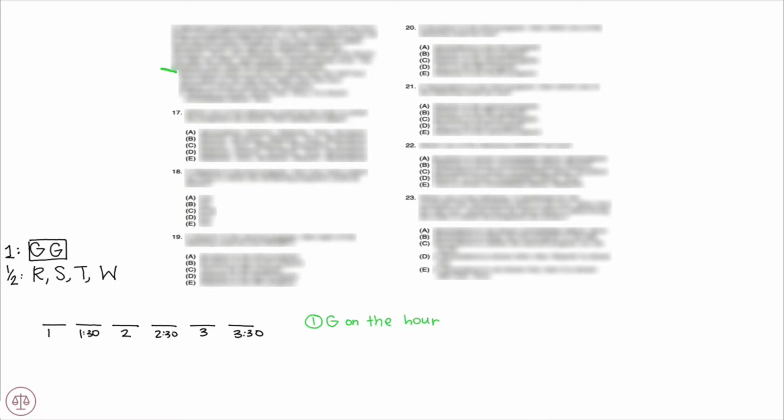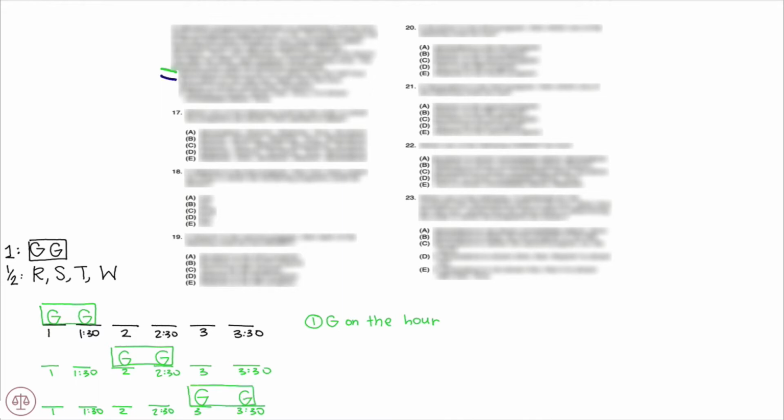And what that tells us is we can either have our G block at 1 p.m. here, or we can have our G block at 2 p.m. here, or at 3 p.m. here.